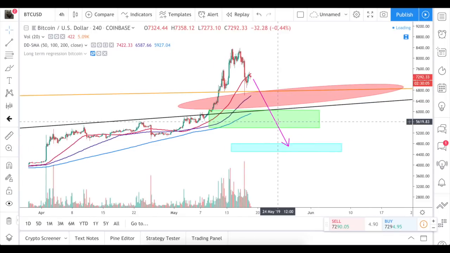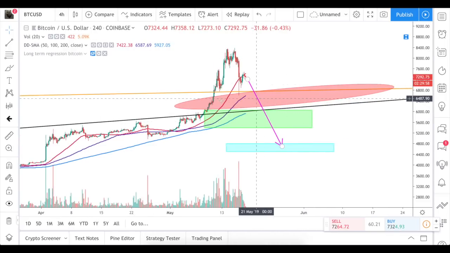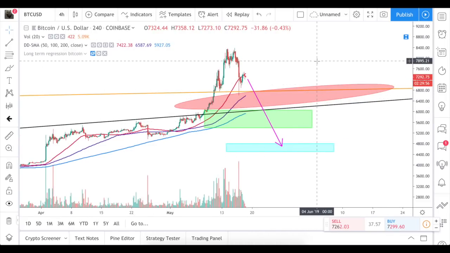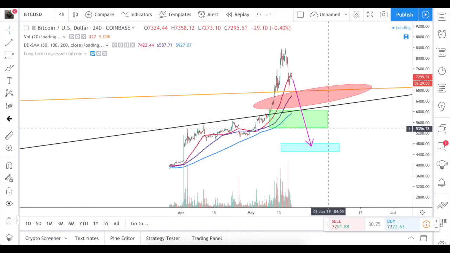So what I would encourage you to do is to look at this zone and to trade it accordingly. Of course, everything which I say is my personal opinion, guys, not financial advice, but this is what I see in the market right now.